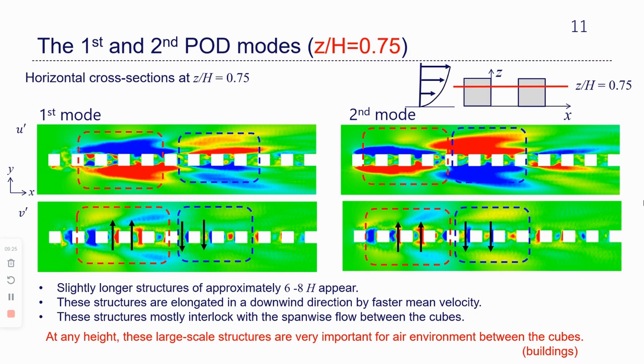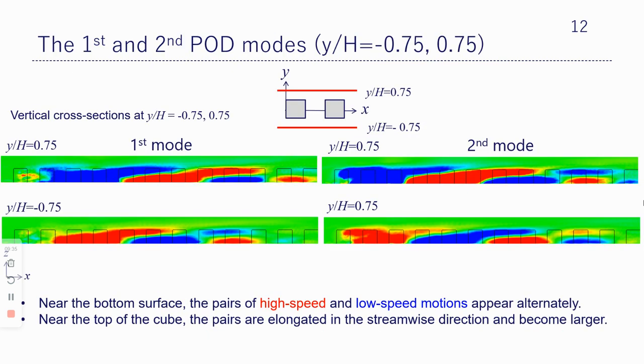So these large-scale structures are very important for the environment between the cubes, maybe the elements. Next, I will show the first and second POD modes for the vertical cross section at both sides of the cube, Y by H 0.75.